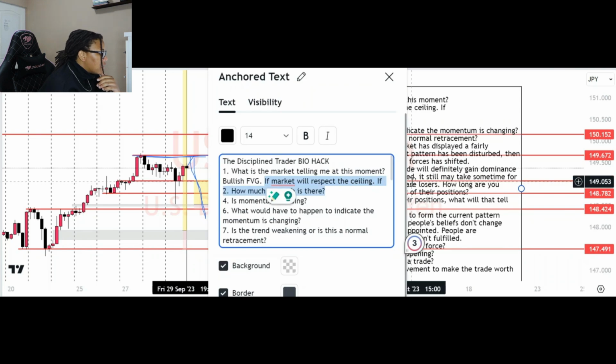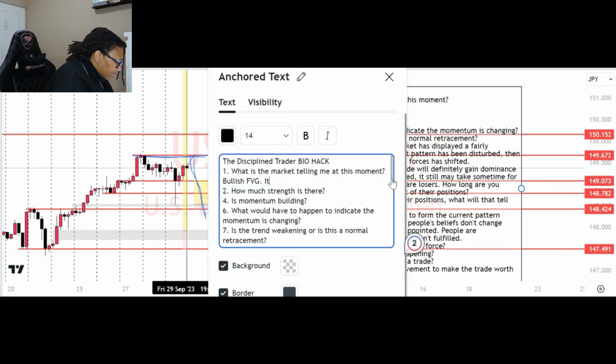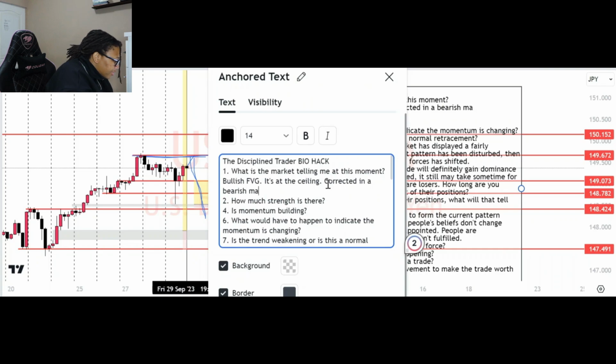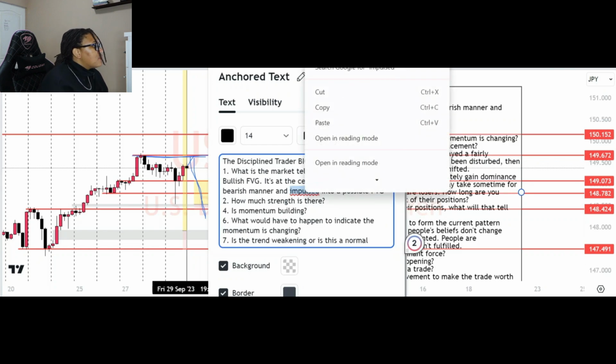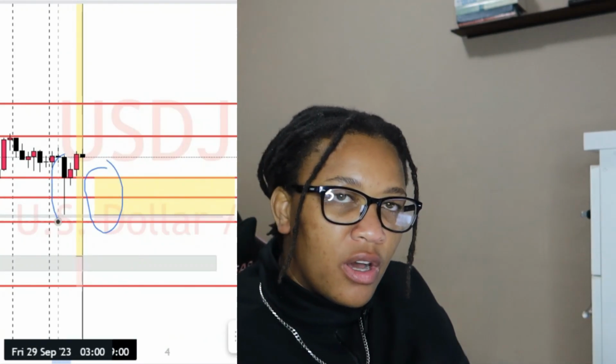What is it telling me? It's telling me that it's at the ceiling. Yes, it's at the ceiling. And then it also corrected in a bearish manner and impulsed into a possible fair value gap. So when I say the possible fair value gap, I mean that area right there, the entry that we spoke about not so long ago.